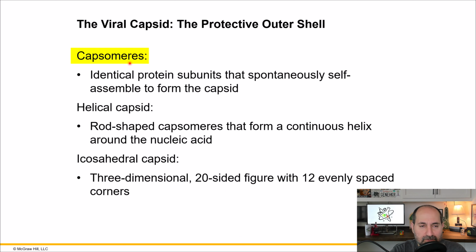Capsomeres are the individual proteins that make up a capsid. So these are identical protein subunits that spontaneously self-assemble to form the capsid. Now, capsids can have different arrangements, right? There are helical capsids, which are rod-shaped, made up of a continuous helix of capsomeres. And then there are icosahedral capsids, which are three-dimensional, 20-sided, almost like a 20-sided dice. And these are the two most common capsid shapes.